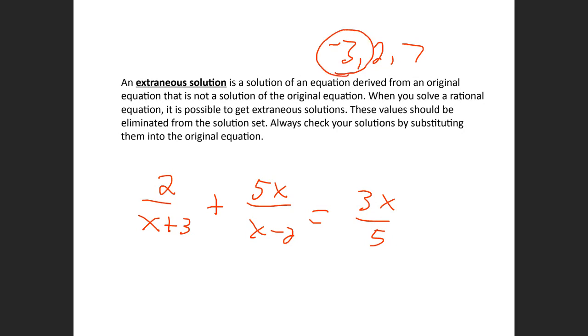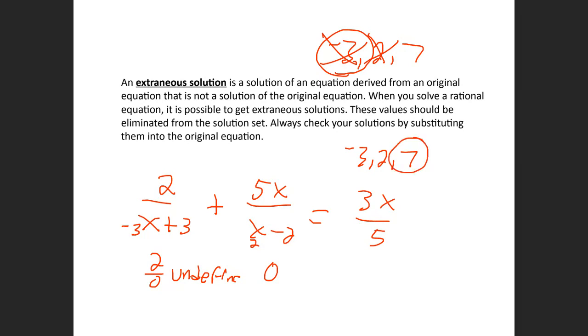Why not? Because when I plug it back in here, -3 plus 3 is 0. 2 over 0 is undefined. That is not a solution that I could use. It's extraneous. Boom, throw it out. Also, 2. If I put 2 in here, 2 minus 2 is 0. You can't have a 0 in the denominator. That's an extraneous solution. Gone. So if I solved this problem and I came up with -3, 2, and 7, 7 is the only solution that would work, because it doesn't make the function undefined.